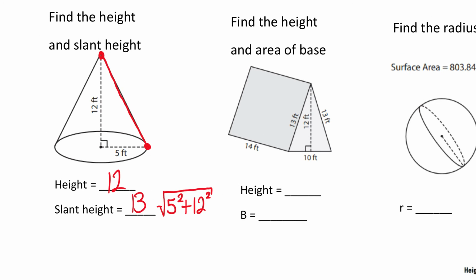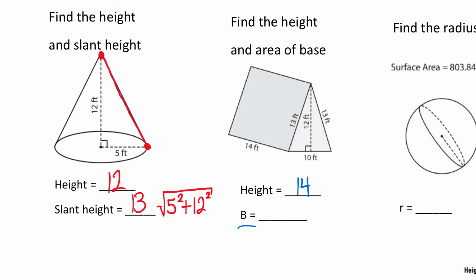Okay. What is the height of this prism? 14. It's 14 because remember, we'll talk about this more in a second, but the height is also the distance between the bases. So this is a triangular prism, so the height is the distance between the triangles, which is 14.